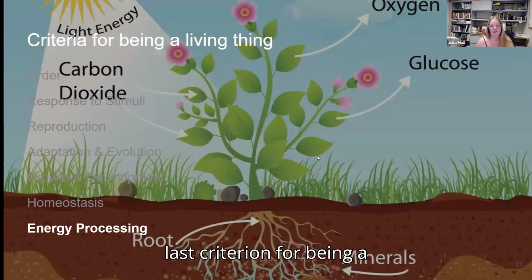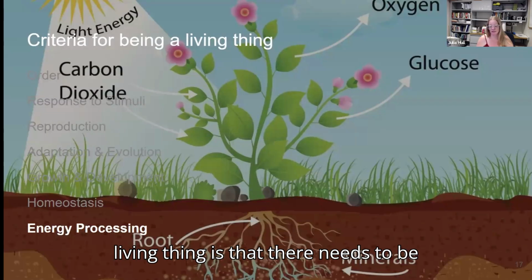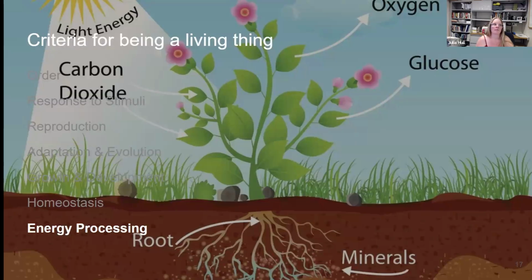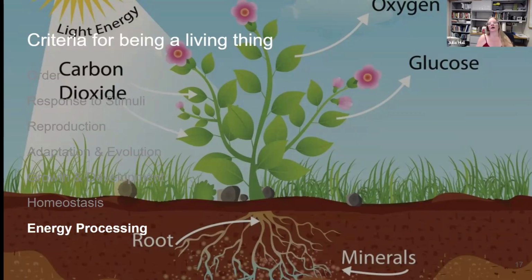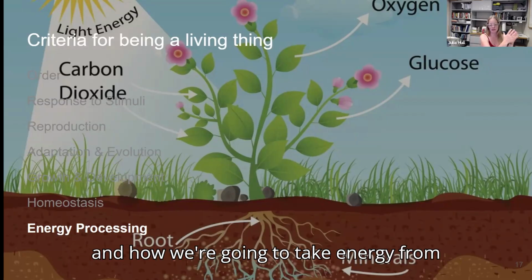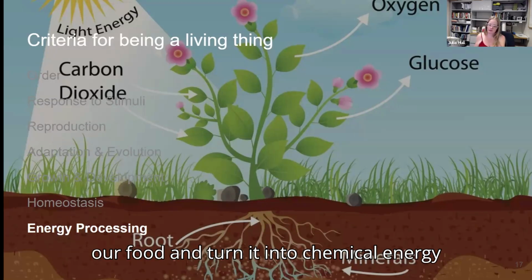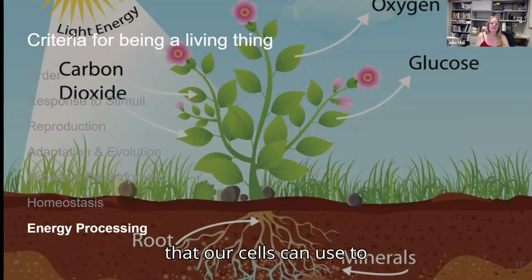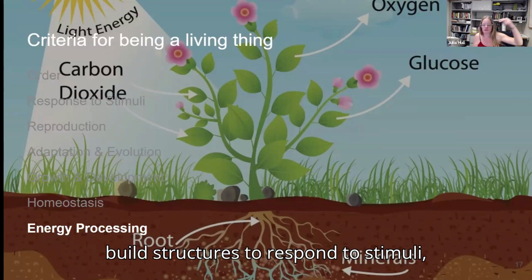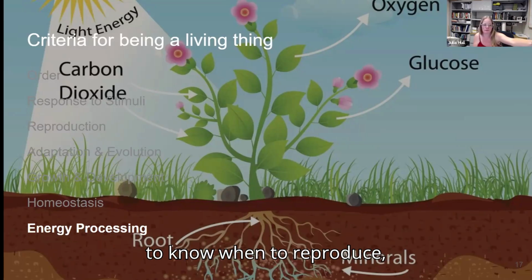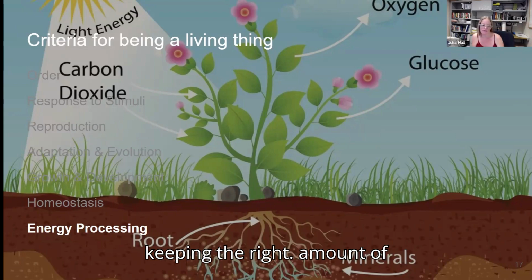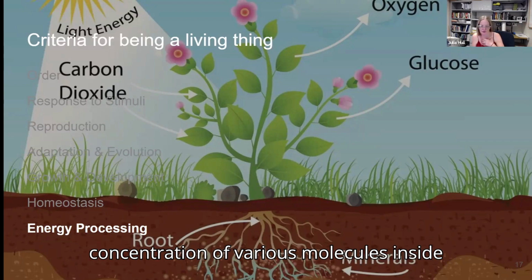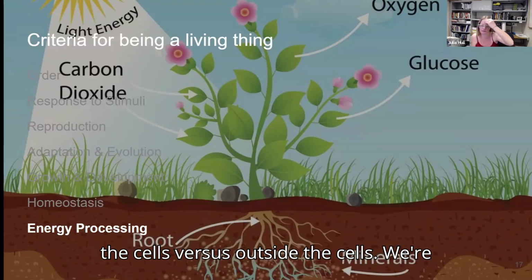The last criterion for being a living thing is that there needs to be energy processing. So in this class, we're going to talk a lot about enzymes and metabolism and how we're going to take energy from our food and turn it into chemical energy that our cells can use to build structures, to respond to stimuli, to know when to reproduce, to provide homeostasis so that we're keeping the right concentration of various molecules inside the cells versus outside the cells.